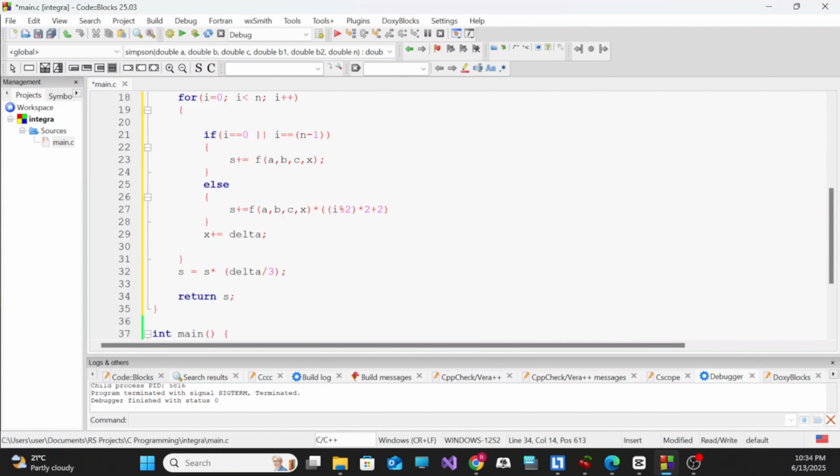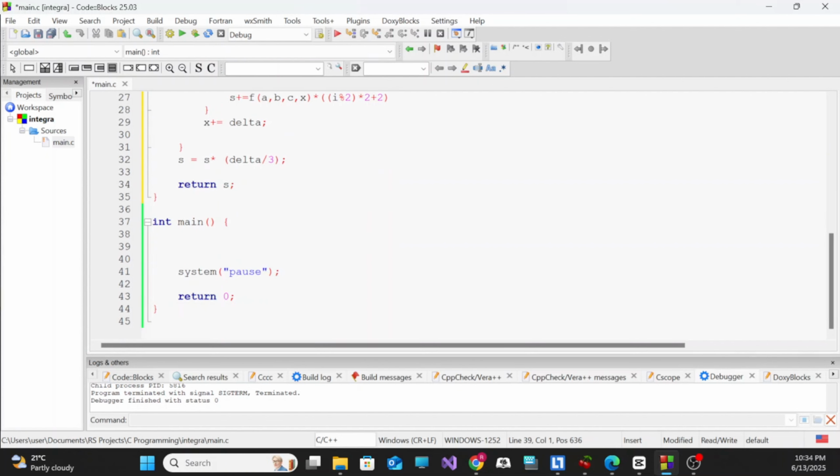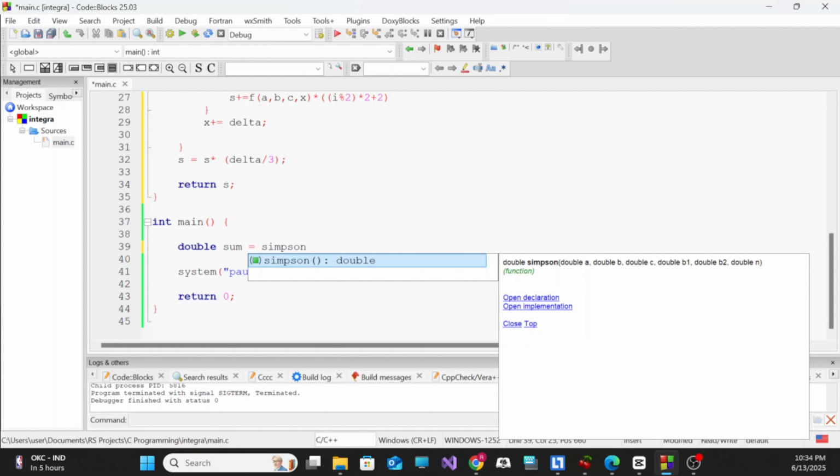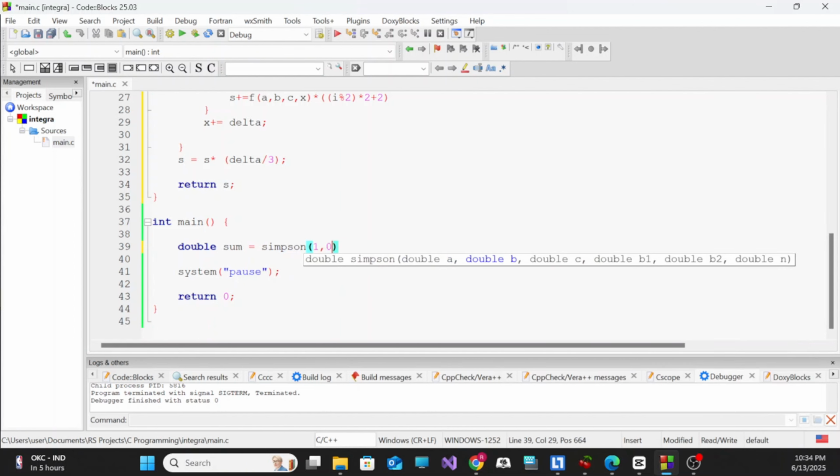Return s. Going to main, double sum equals Simpson. That's the name of the function. 1, 0, 0, 0, 2, and the number of steps is 100. Let me explain. So a alone is equal to 1, but b and c equal 0, which is the function y equals x squared, and the bounds of this integral are from 0 to 2. The number of slices is 100 to get a little bit accurate result.